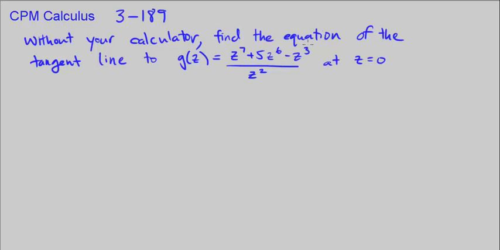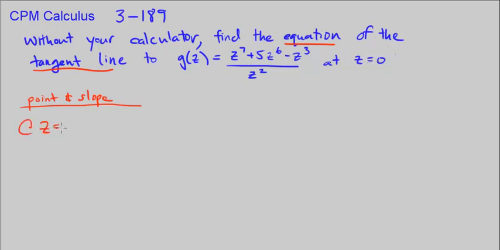Alright, so to find the equation of the tangent line, we need a point and a slope, right? Or we need 2 points. A point and slope will do. Alright, 1 point we can get by plugging z is equal to 0 in. Well, we want it at that point, right?